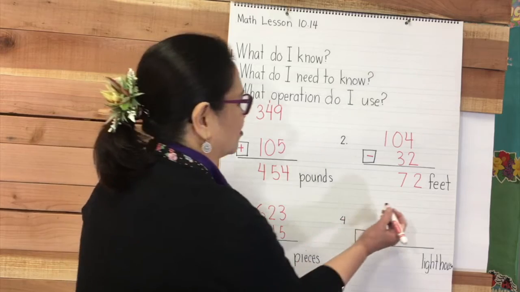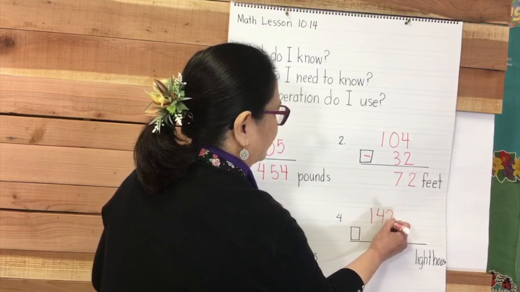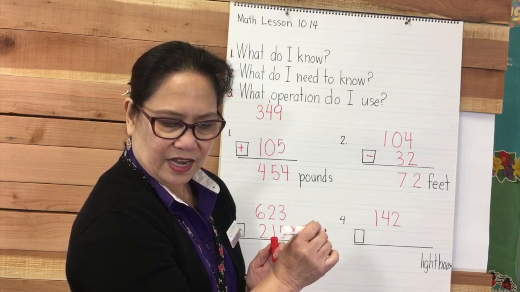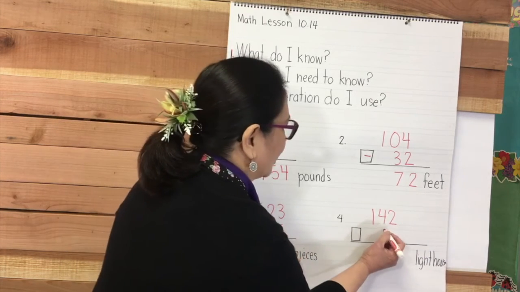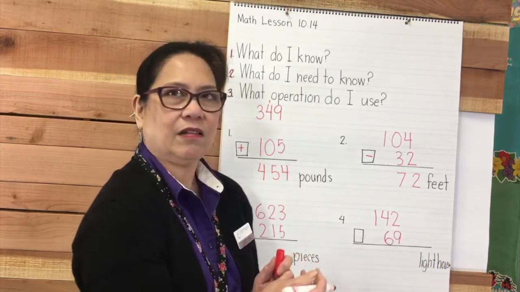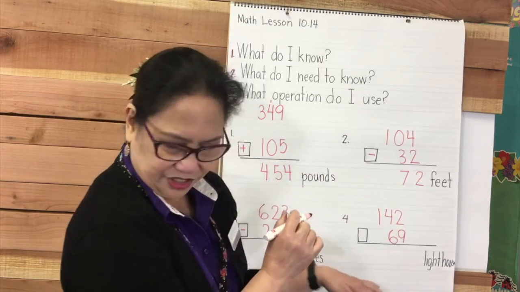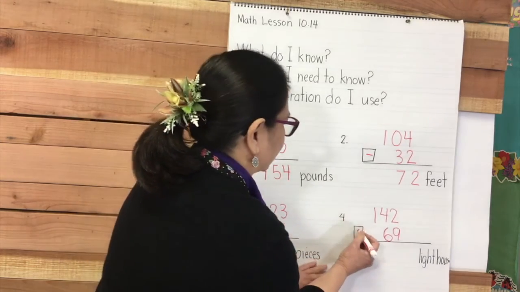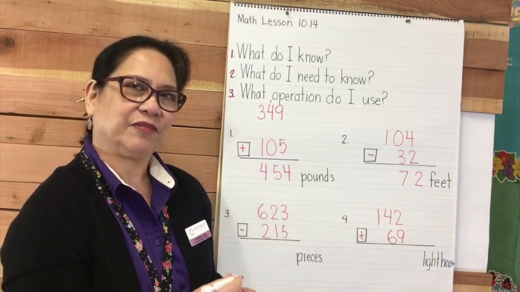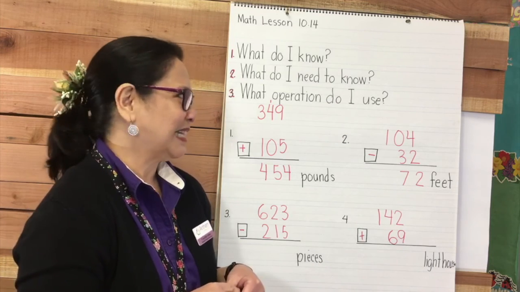Okay, so we know that there are 142 carved wood seagulls, and she sold 69 more lighthouses. So how many lighthouses did she sell all together? Yes, the operation is plus. Okay, figure this out by yourself. I will not help you with number 5 and 6. I want to see if you understood the lesson for today.